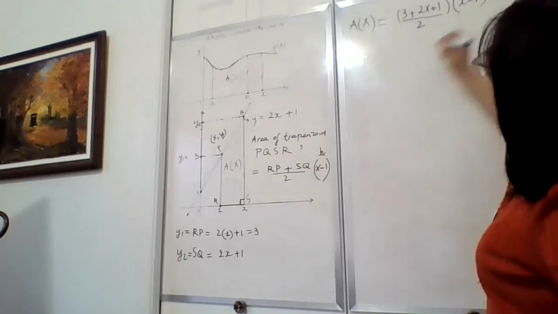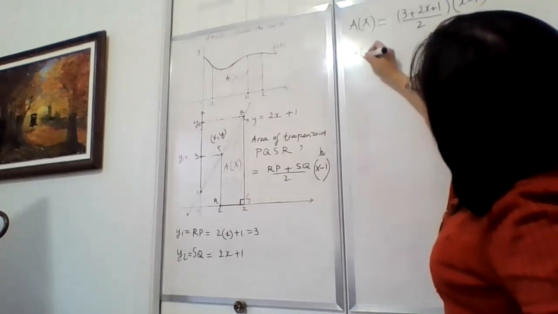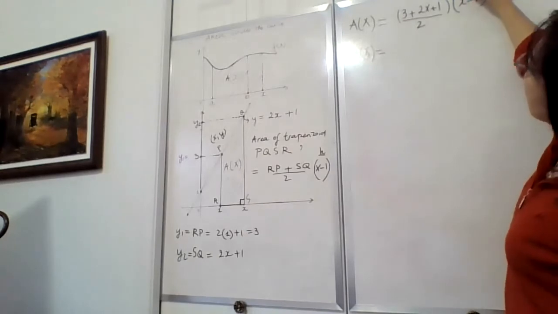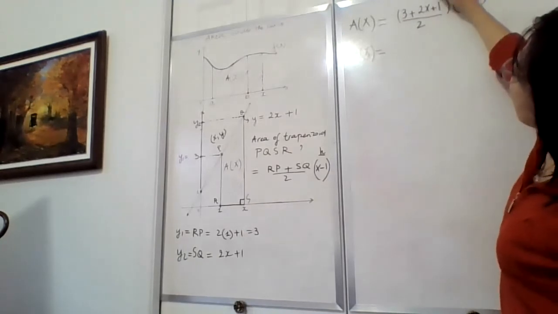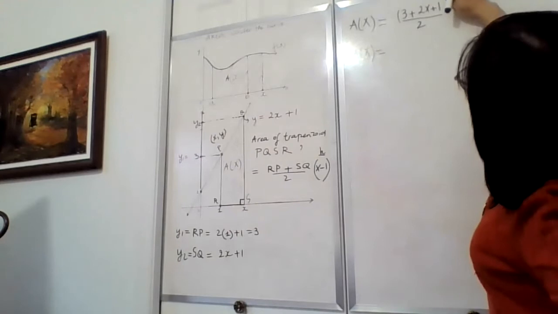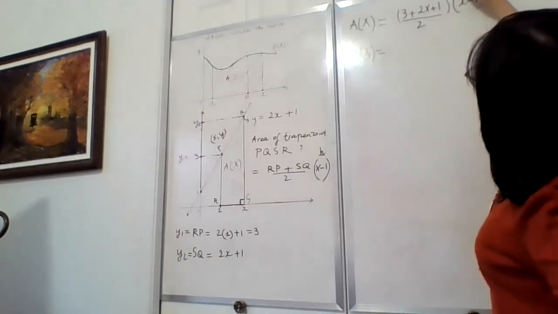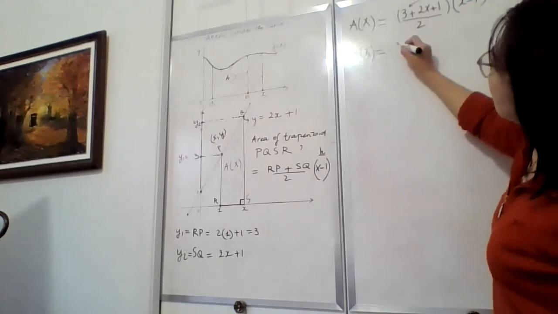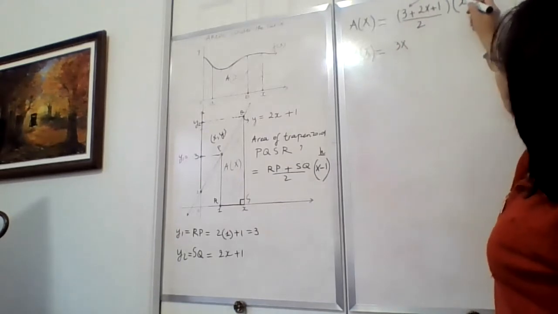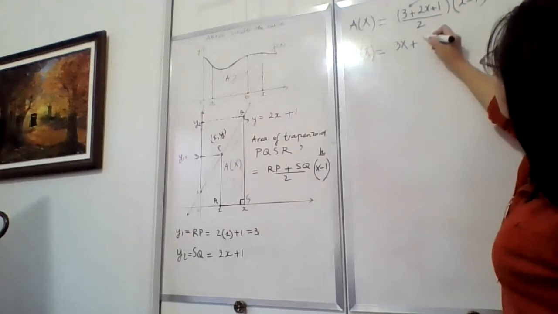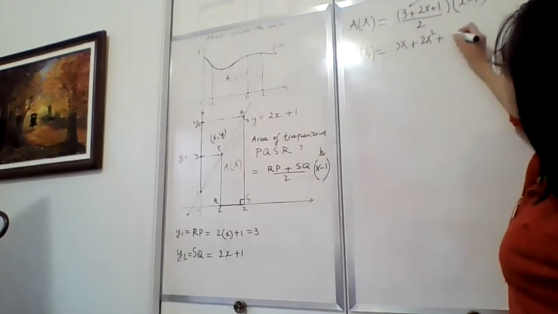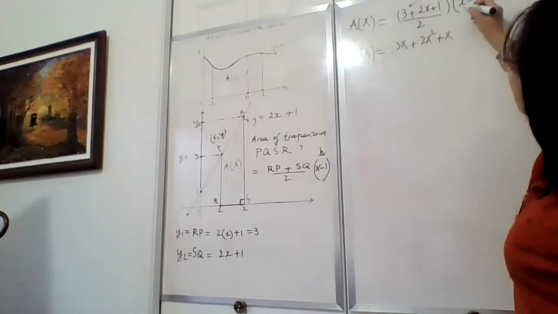X minus 1. So let's simplify this function for now, okay? I'm going to distribute the first bracket to the second bracket to simplify it. I'm going to multiply, okay? So x times 3 is 3x. X times 2x is plus 2x squared. X times 1 is plus x. So I'm done with x.